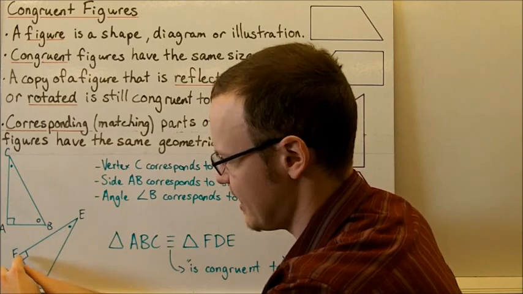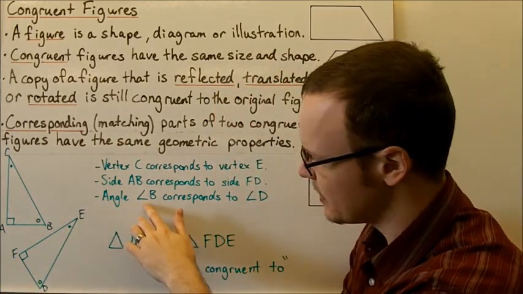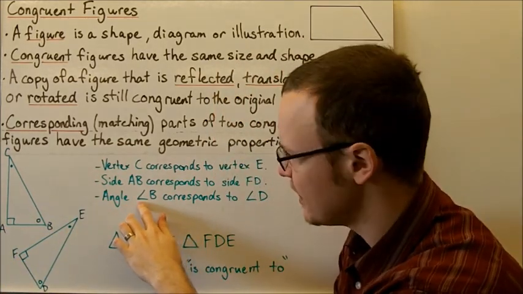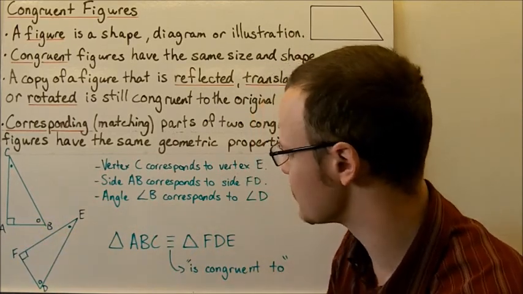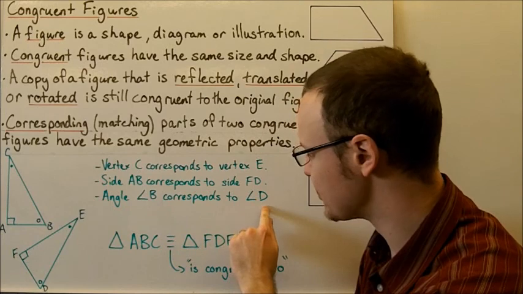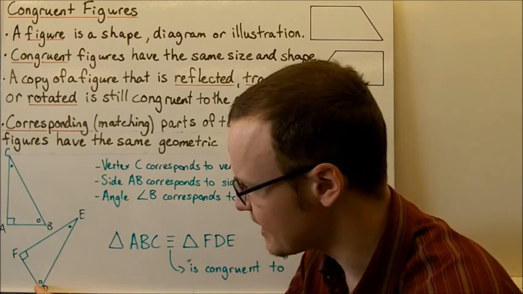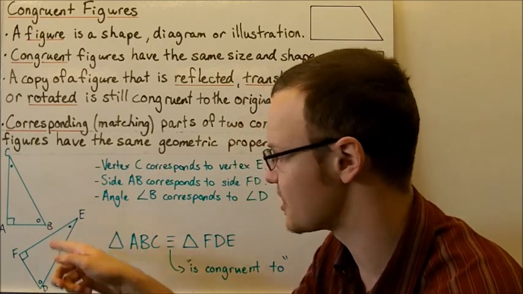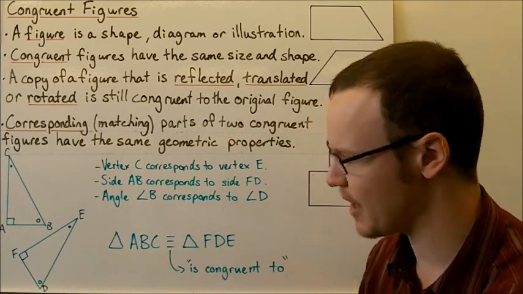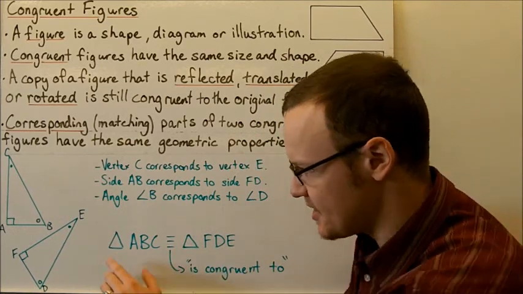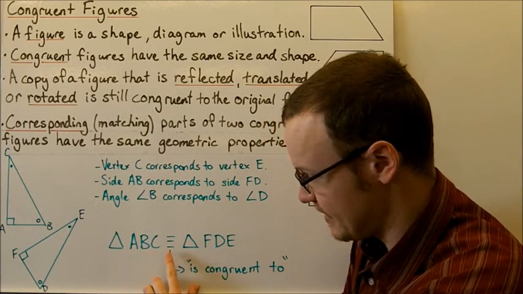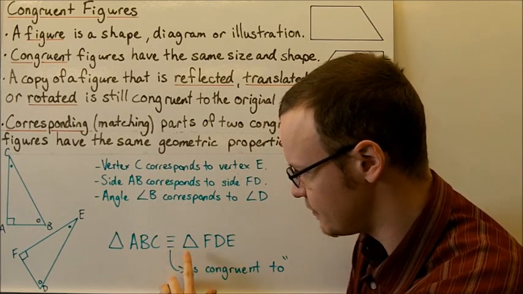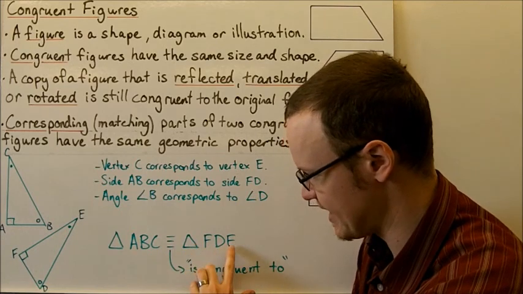So AB to FD. So angle B, the hollow circle there, corresponds to angle D. So angle D corresponds to the hollow circle on the second triangle. Now this is a mathematical statement here that says triangle ABC is congruent to triangle FDE.